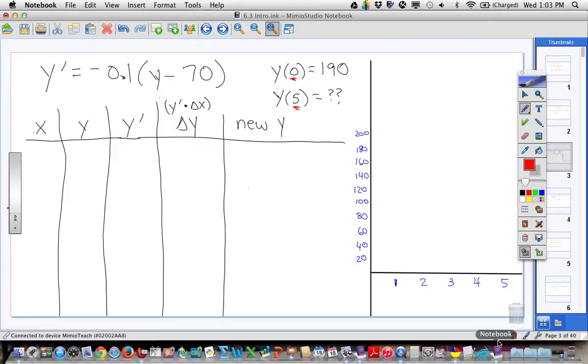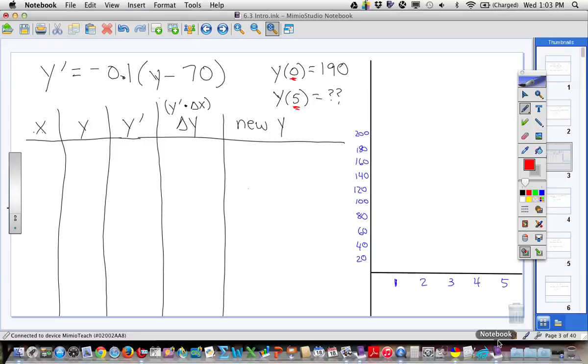But here, this is Newton's law of cooling. Hopefully that sounds familiar to you. We've got a differential equation, y prime equals k times y minus big T. Big T was the room temperature. K here is negative 0.1. So room temperature is 70, and the coffee's 190 degrees to start. That would be that situation, Newton's law of cooling. But anyway, it's a differential equation. We're going to start at 190, and we want to know 5 minutes later how hot the coffee is.